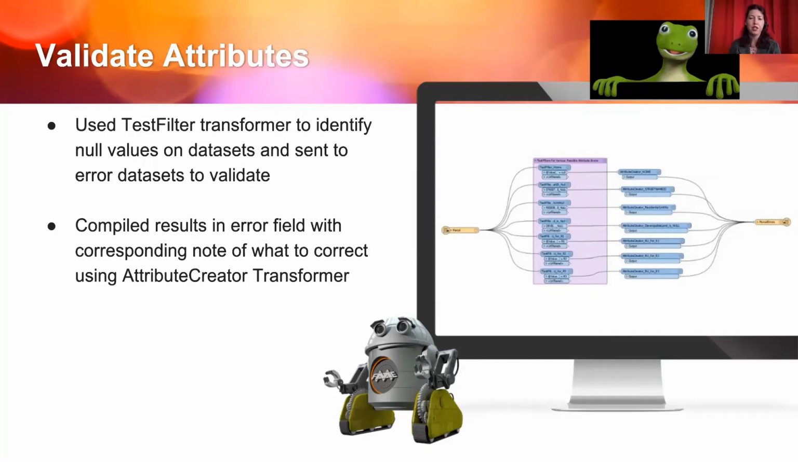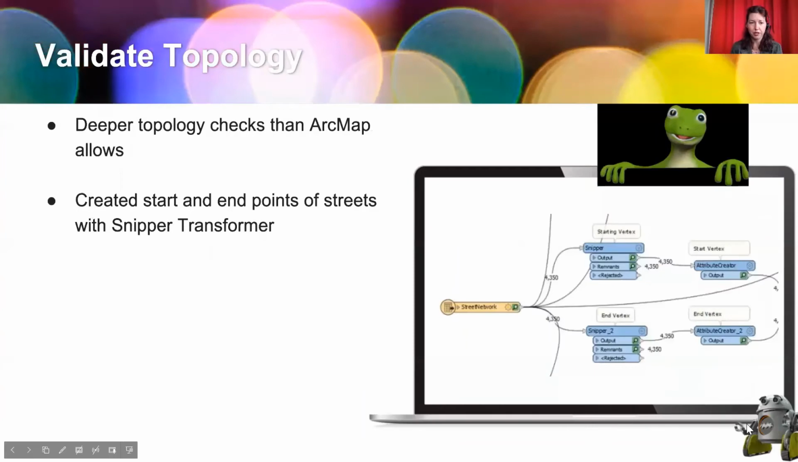To validate some of the attributes, I started with the focus on FDM, but expanded to include some of our additional business rules so that as an organization, our data continues to be of high quality. Here, the test filter identifies null values on the data sets and then sends them to an error data set for review. That's done using the attribute creator to identify what the error is, so that it can be easily identified for the data steward.